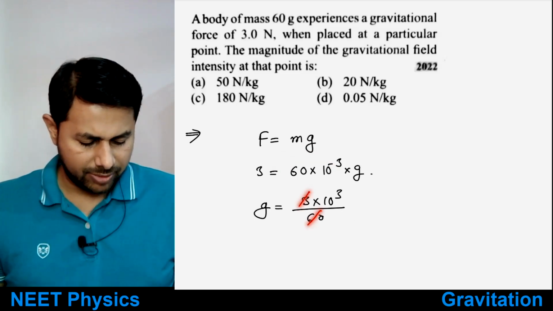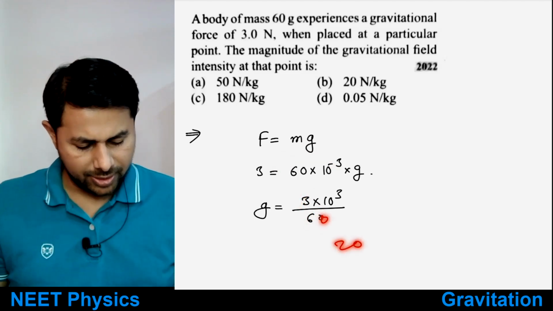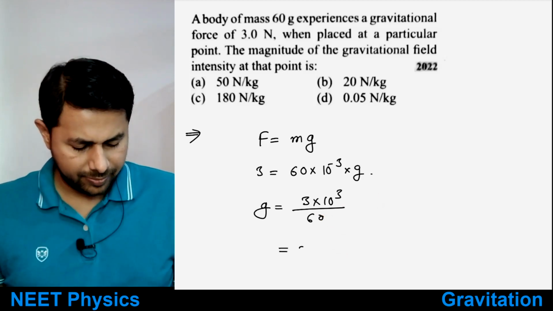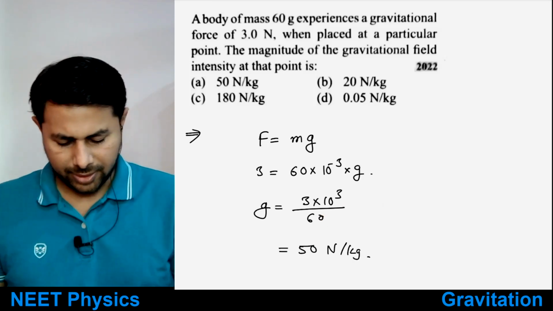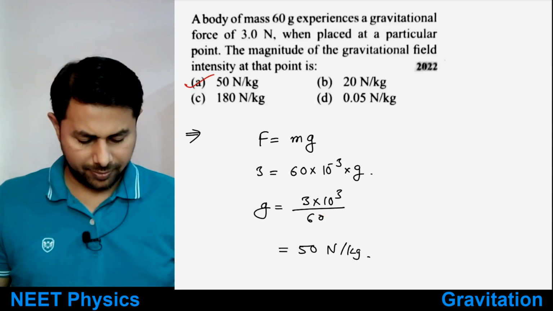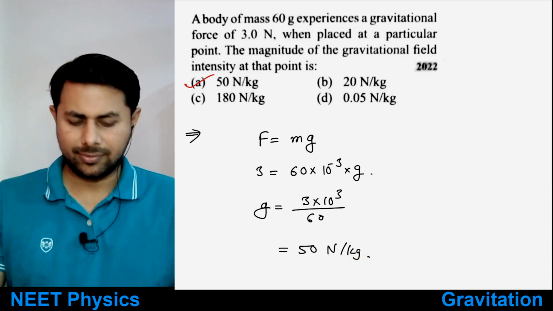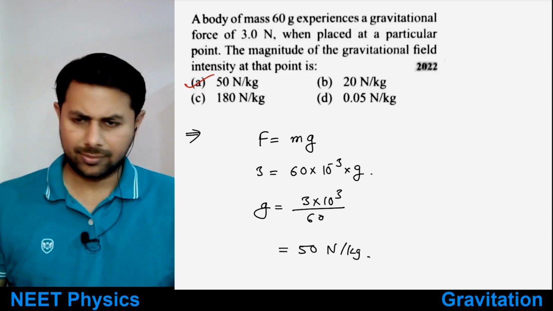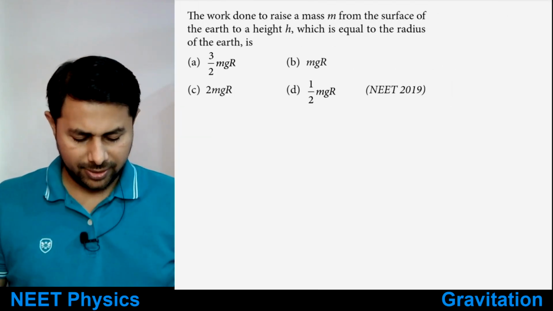So 3 by 6 means 1 by 2. Okay, so this thing will be 1 by 20 because the 0 is there. So 1000 divided by 20, yeah, 50. Okay, 50 Newton per kg. The answer is option A. Very good. So this one is clear, very simple. Right, good.